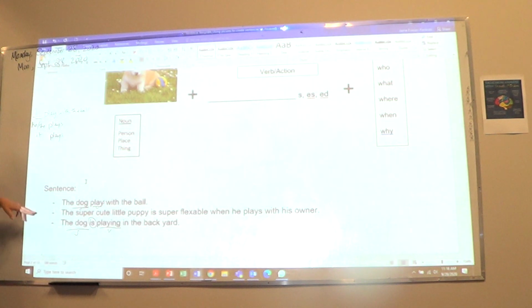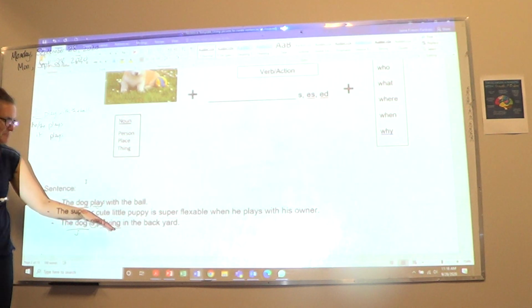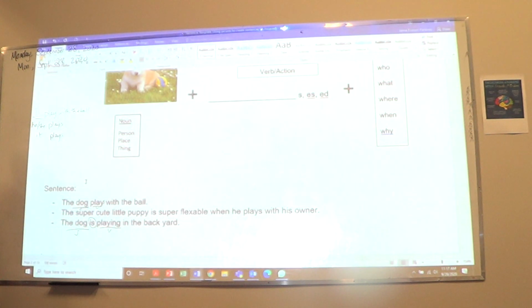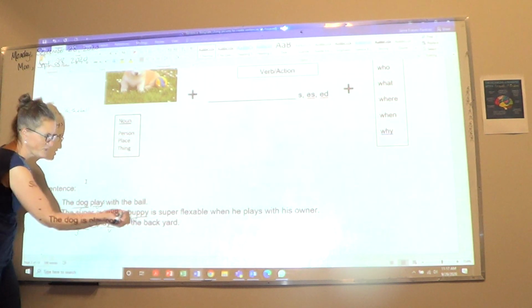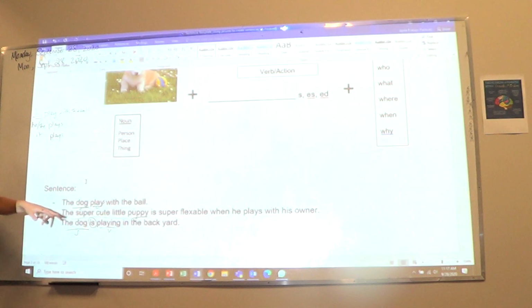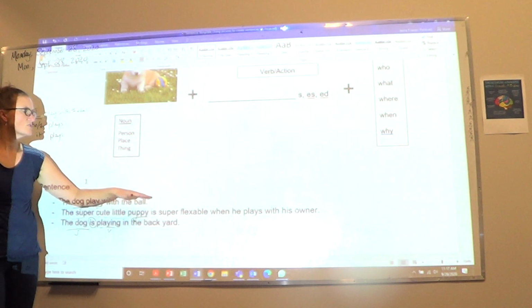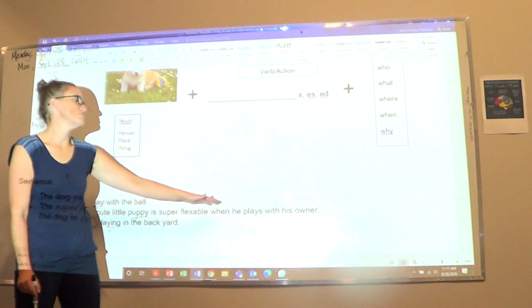Okay. Now, here we have a little bit of a longer sentence. The super cute little puppy. Okay, so where is our noun in all of that? We say we want the noun at the beginning. The puppy, yeah. So that's our subject. And it's actually all of this is part of our subject because it's all describing the puppy. All right? So here too, you could have the little brown and white dog, and you still have your subject at the beginning, right? Those are all kinds of different parts of speech we'll talk about later. But this works. The super cute little puppy is super flexible when he plays with his owner.